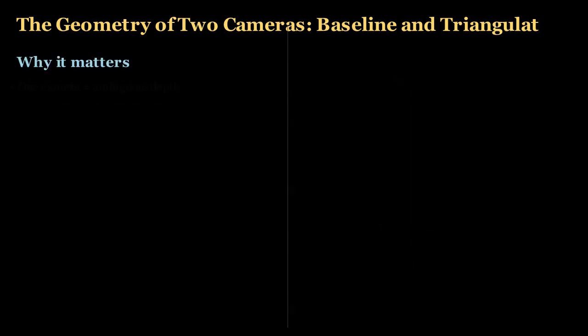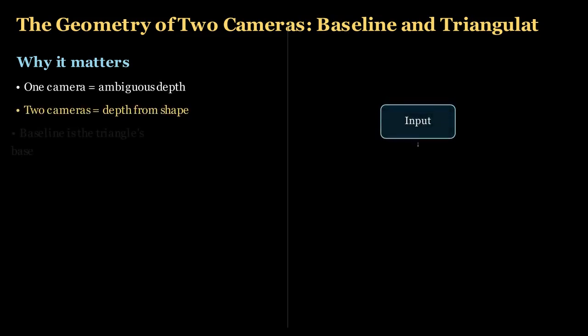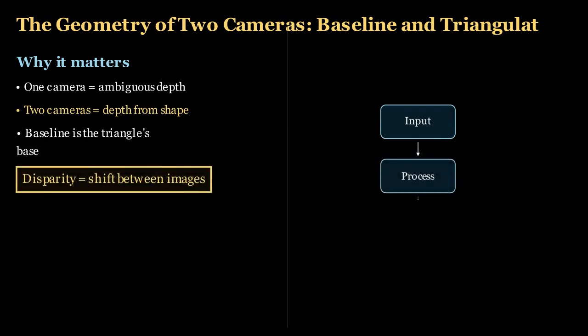A single camera can't tell if an object is small and near or large and far. With two cameras, the object's position forms a unique triangle. The baseline is the triangle's base, and its shape reveals true distance.